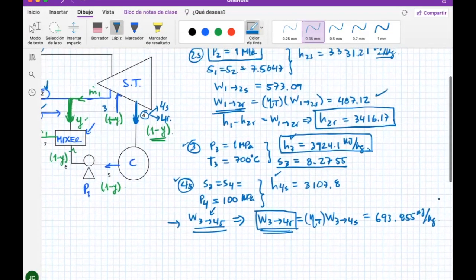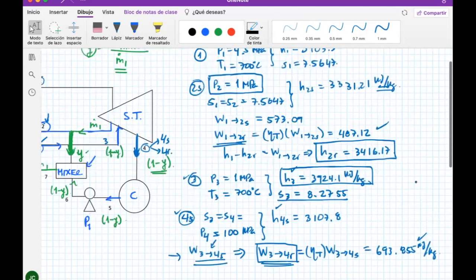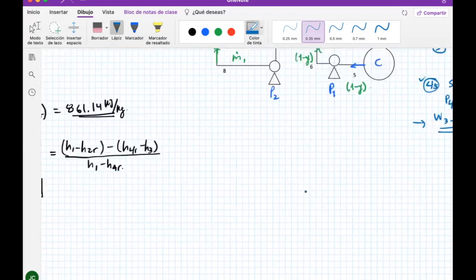Okay, so I have these numbers, and this is actually the real specific work that the steam turbine is doing. So far, I think I have solved the problem that has to do with the steam turbine. But that's not the only part. Let's go with some other parts.